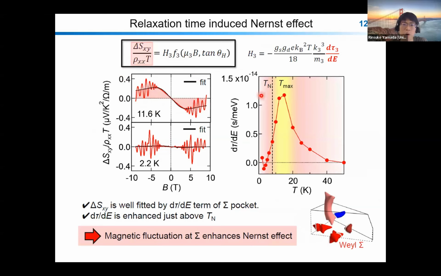From this fitting, we can quantitatively estimate this quantity, the energy derivative of scattering time. This is plotted as a function of temperature here. You can see that this relaxation time effect is enhanced just above the Néel temperature and maximizes around 12 Kelvin, which is very similar to the temperature dependence of the Nernst effect. Then we concluded that the enhanced Nernst signal originates from the magnetic fluctuation of this sigma pocket.